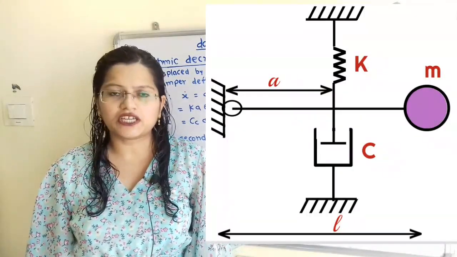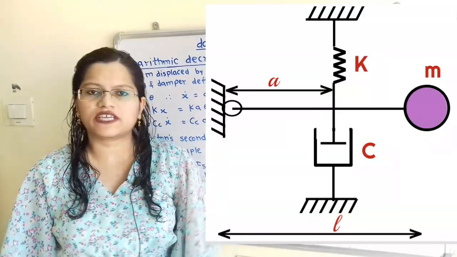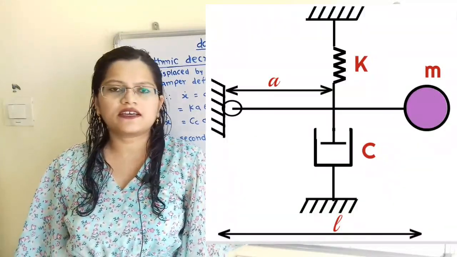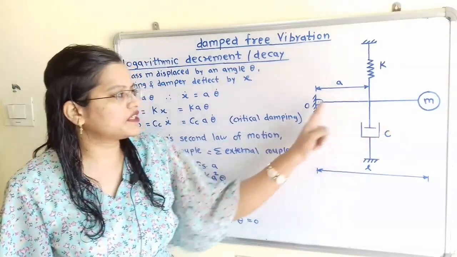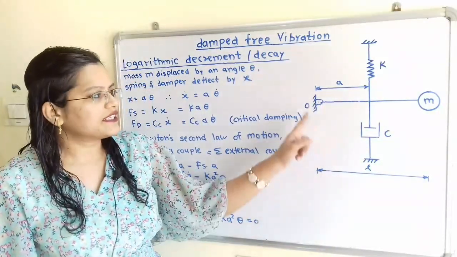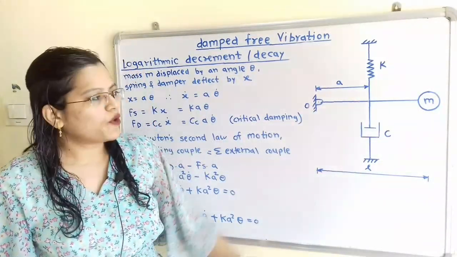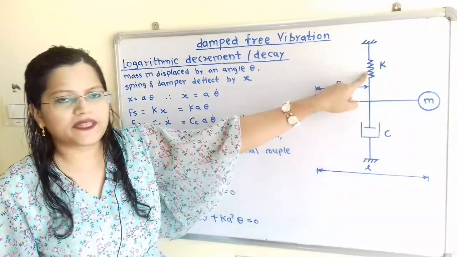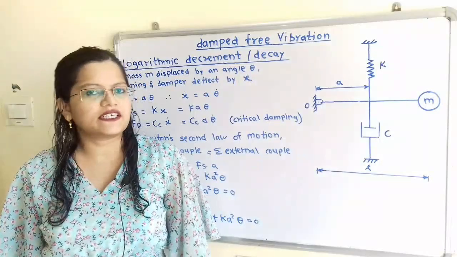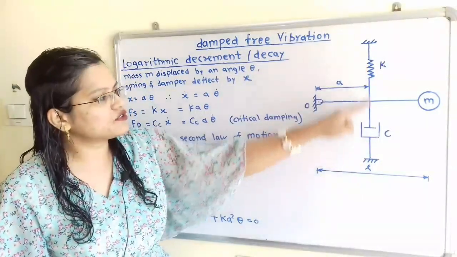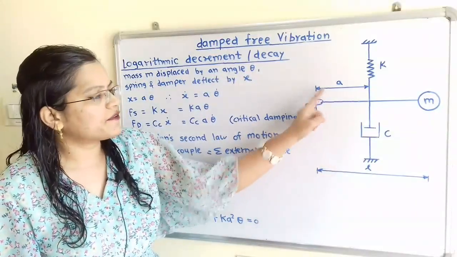As per the question, we have to find out the differential equation of motion for this given system. Let us understand the given diagram. Mass m is pivoted about this point O. The distance of this mass m from O is L. On both sides of mass m, the spring with stiffness K and damper with damping coefficient C is connected, and the distance of both of this spring as well as damper is A from this point O.